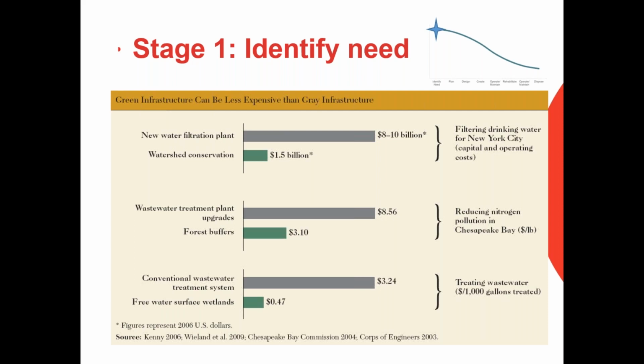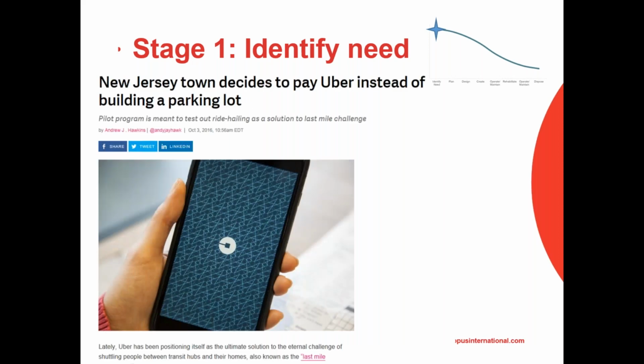I've got another example as well, which is probably closer to home. And this just came out recently. New Jersey town decides to pay Uber instead of building a parking lot. So this is another great example of an upfront, non-asset solution where Uber is coming in with that whole concept of the last mile. And instead of building a car park, using a private provider, Uber, to provide the same solution to them.